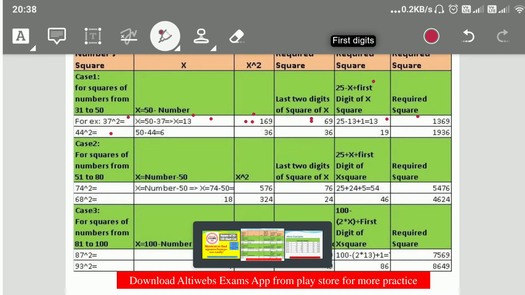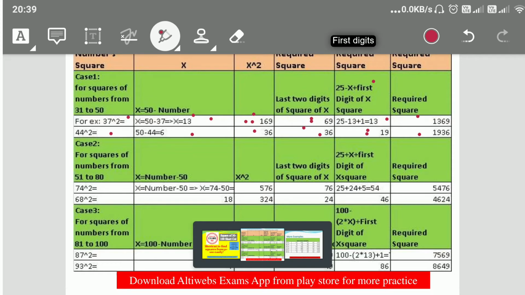For example, you want to find the square of 44. Here x will be 50 minus 44, which is 6. 6 square is nothing but 36. So the last two digits of the required square will be 36. Now to find the first digits, you subtract 25 minus x. Here x is 6. 25 minus 6 plus the first digit of x square. We don't have a first digit here, so it is 0. 25 minus 6 plus 0 is 19. So the first two digits will be 19 and the last two digits will be 36. In this way we got 1936. The square of 44 is 1936.